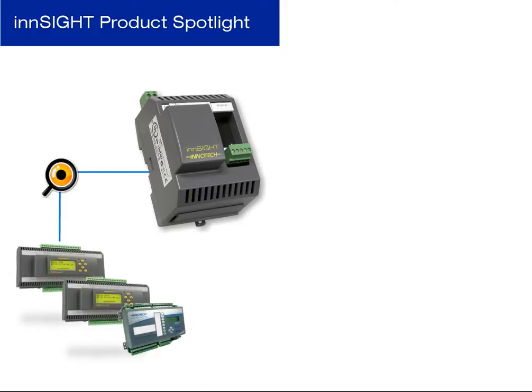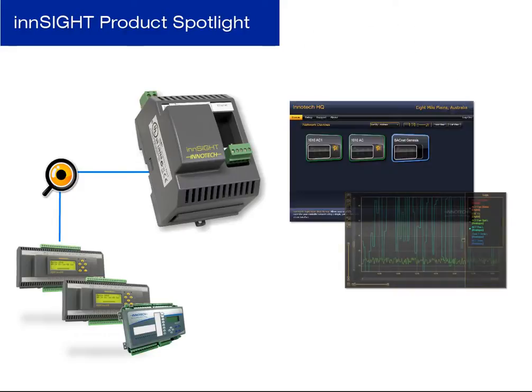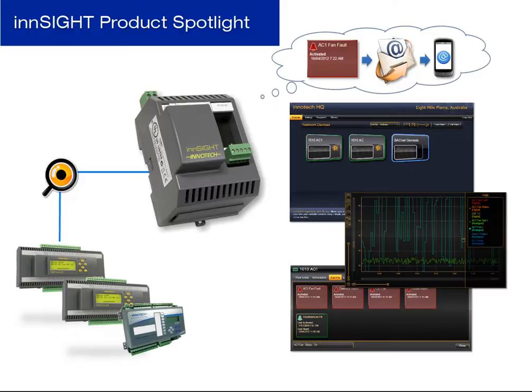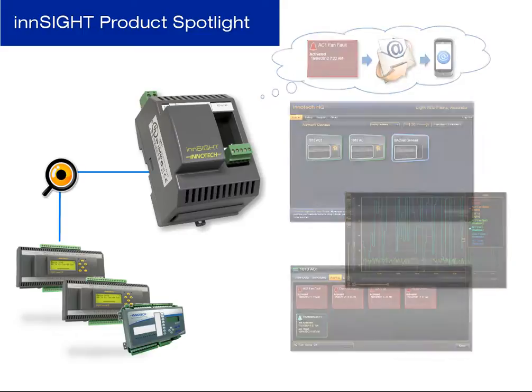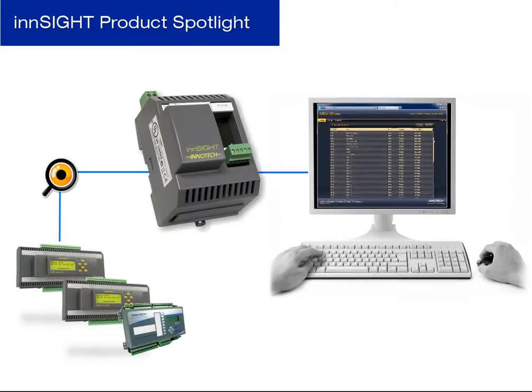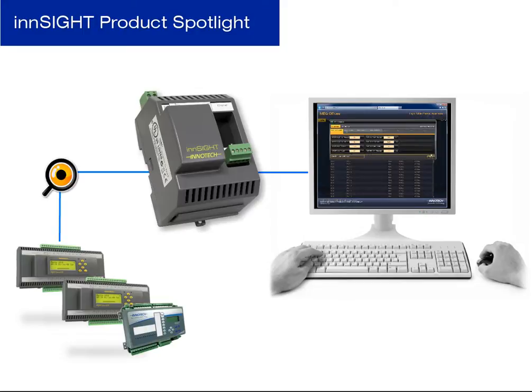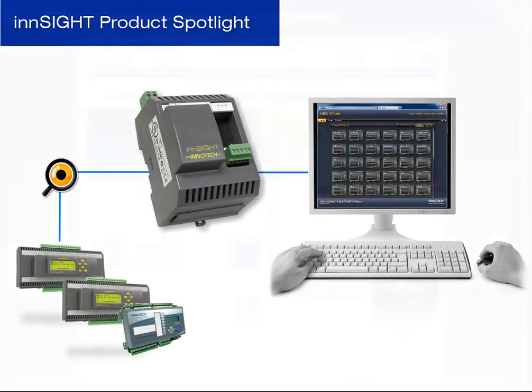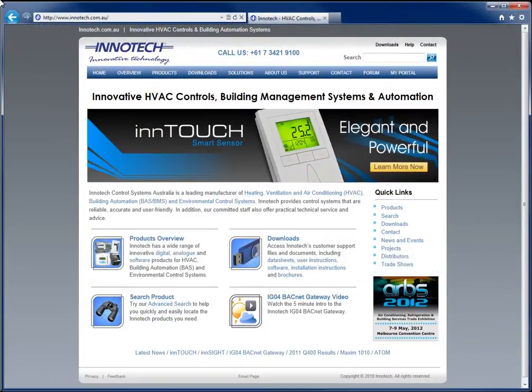innSIGHT is a supervisory web server that allows quick and easy access to view, adjust and monitor controller data from all Maxim and Genesis series controllers connected to your Innotech RS485 network. innSIGHT's simplicity ensures that even non-technical personnel have the ability to monitor and control their BMS from any location with access to innSIGHT. We will begin the session by logging into innSIGHT's embedded web interface.